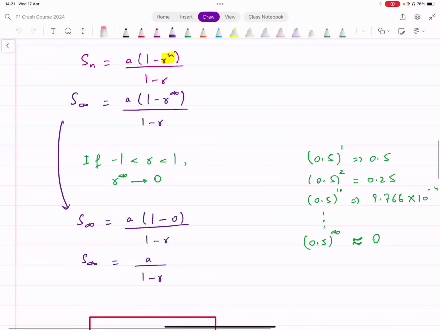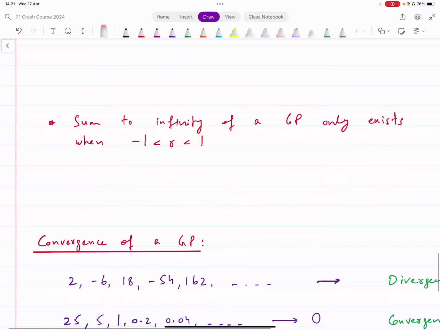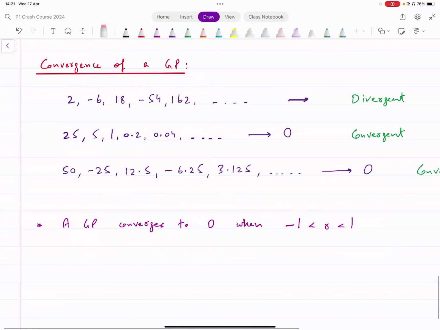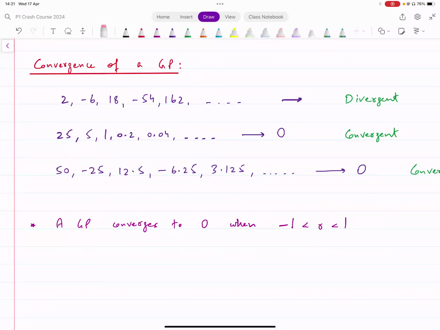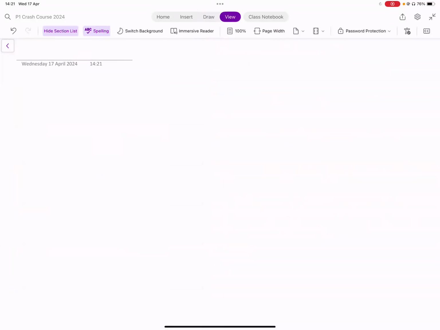This is the formula that's given in the formula sheet. When does a sum to infinity exist? When the ratio is between -1 and 1. And also we talked about convergence of a geometric progression. So a geometric progression converges when the ratio is between -1 and 1, and it does not converge when the ratio is not between -1 and 1. These were all the concepts that we did, but we did not do any questions until now.